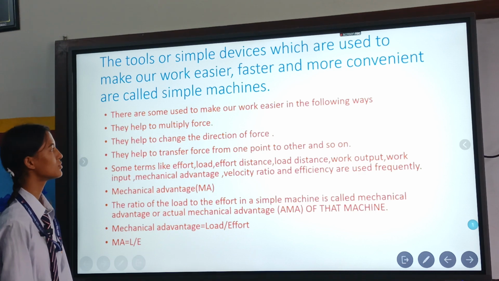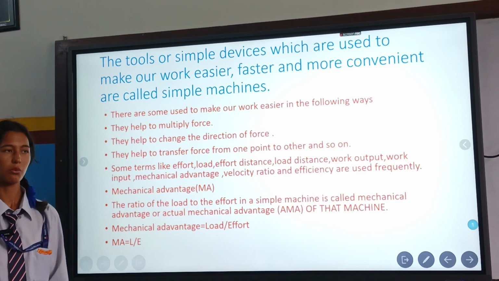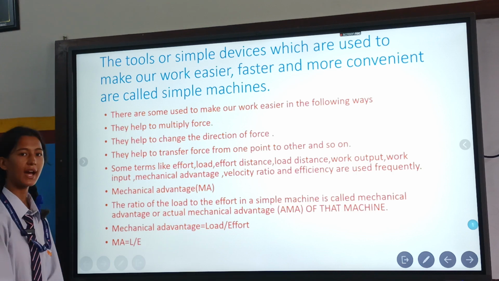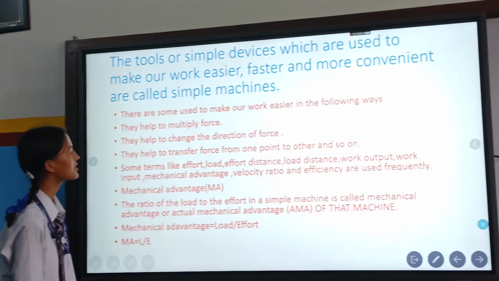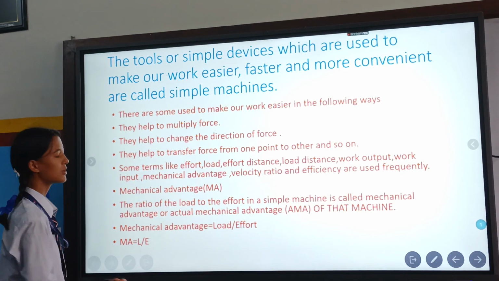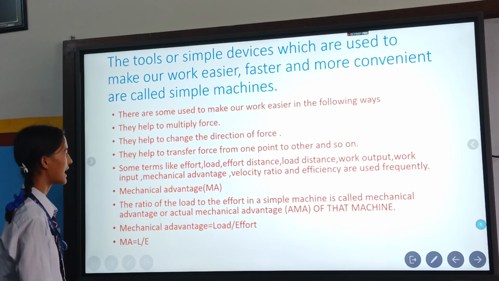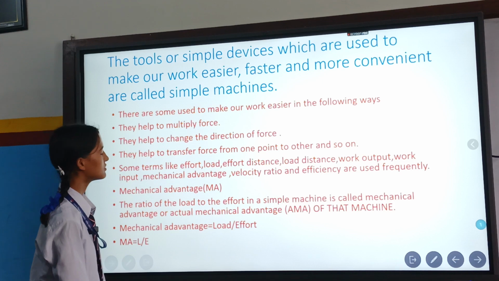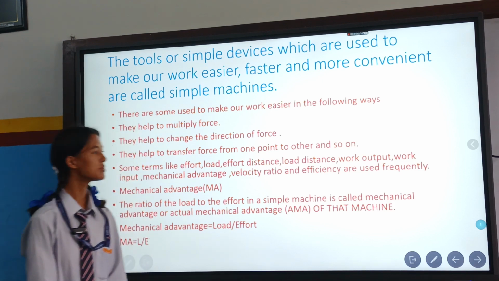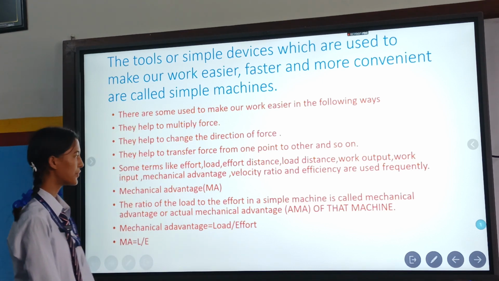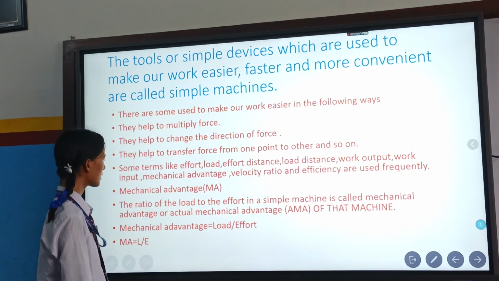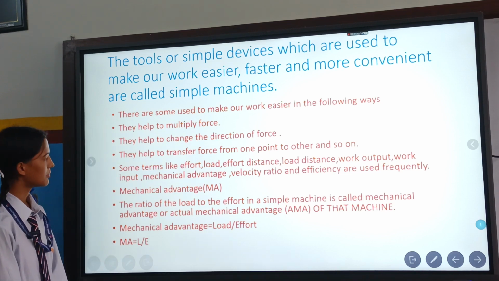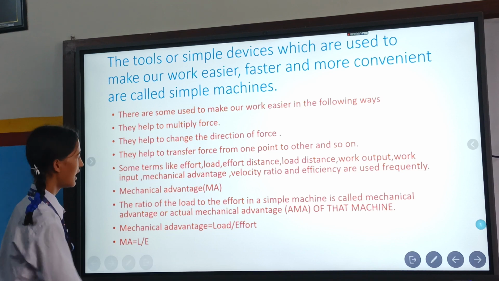Because if there is no force in our work, then we cannot complete that work successfully. And it helps to change the direction of force, and transfer force from one point to another point, and so on. And in our daily life we frequently use effort distance, load distance, work output, work input, mechanical advantage, velocity ratio and efficiency, etc.